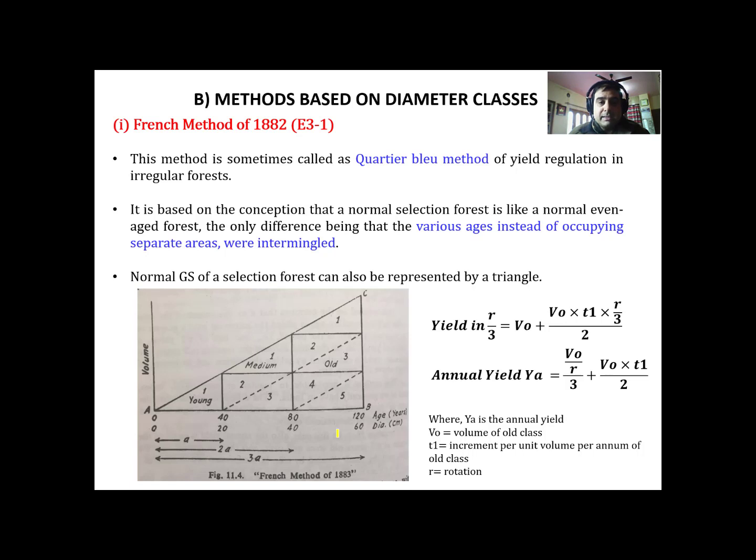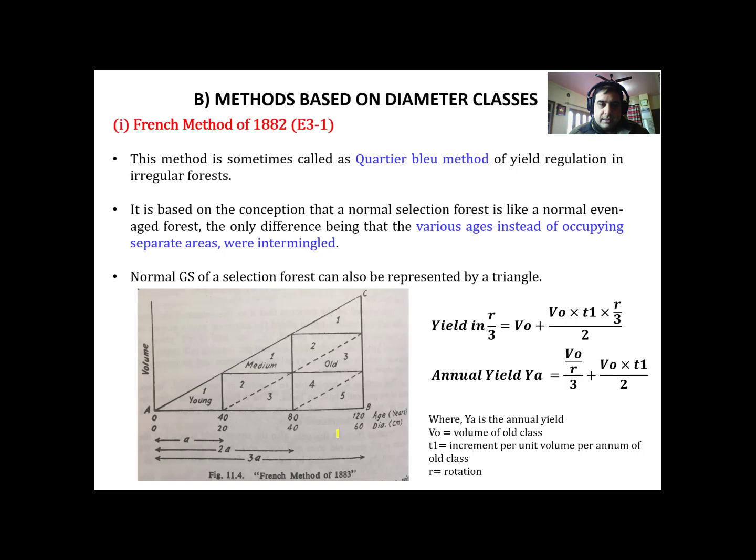Now we have another method which is based on diameter classes, called the French method of 1882. The method is sometimes called the Cotter-Blue method of yield regulation. It's applied in irregular forests, as the previous ones were also applied to irregular forests. All the modifications of von Mantel's formula can also be applied to irregular forests.